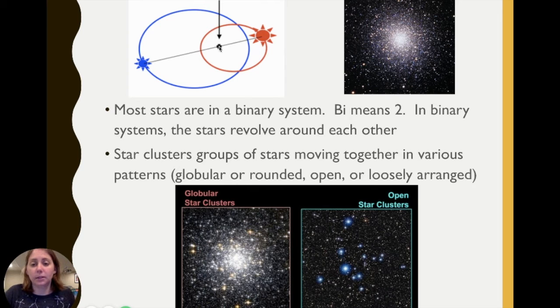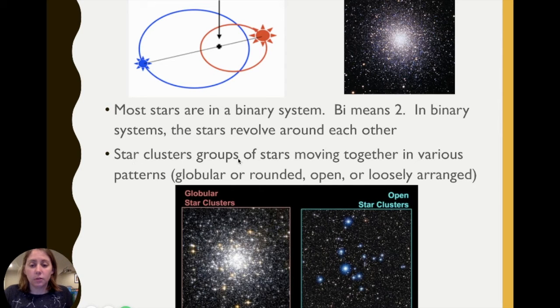Typically, the center of mass is the point that they're going to revolve around, and that center of mass is going to be a little bit closer to the star that has the most mass. It's kind of like a seesaw. You're going to need to find that balance. Sometimes if somebody is bigger on the seesaw and somebody else is smaller, you have to move the seesaw back and forth on that fulcrum in order to find the balance.